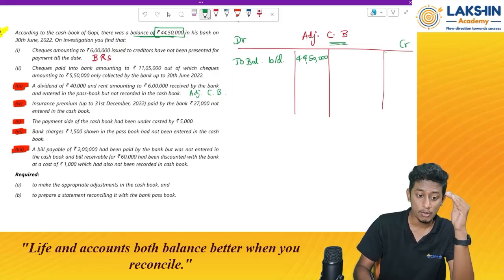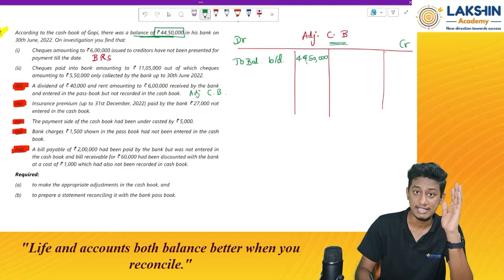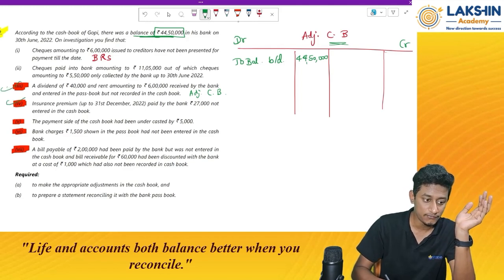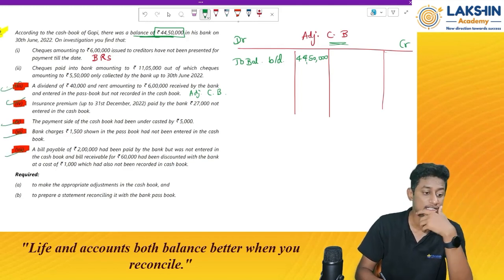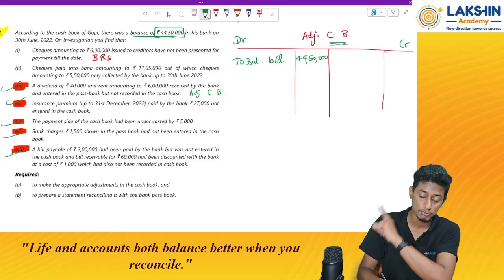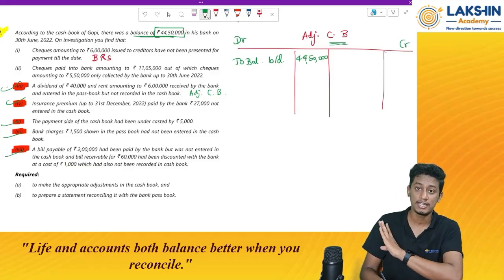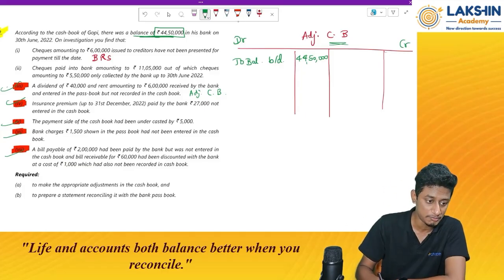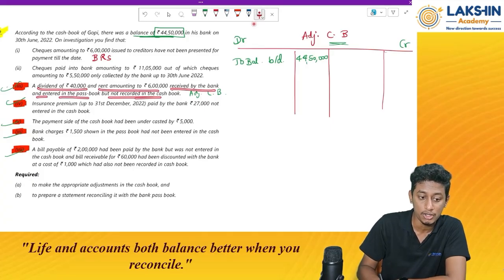So now look at what entries need adjustment in the adjusted cash book. So we had 3, 4, 5, 6, 7. These all entries should be adjusted in the adjusted cash book first, and then the closing balance should be taken to the bank reconciliation statement. So starting with a dividend of rupees 40,000 and rent of rupees 60,000 has been received by the bank and entered in the passbook but not recorded in the cash book.